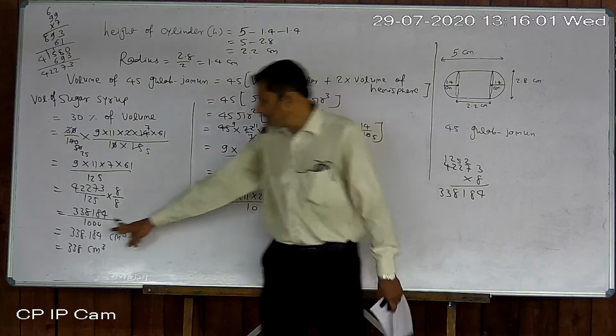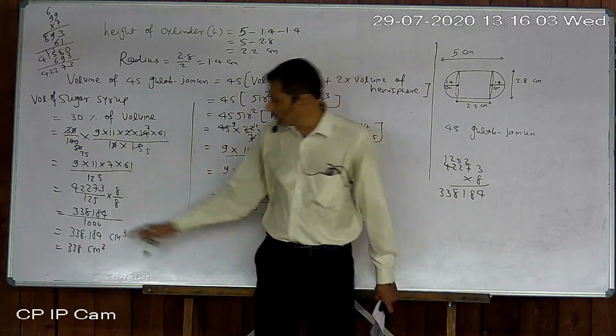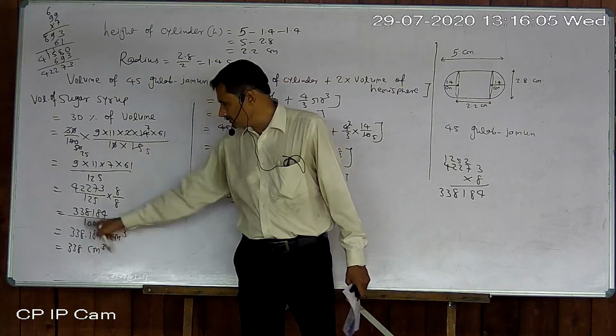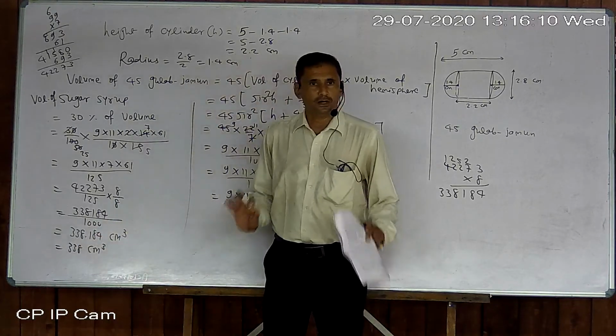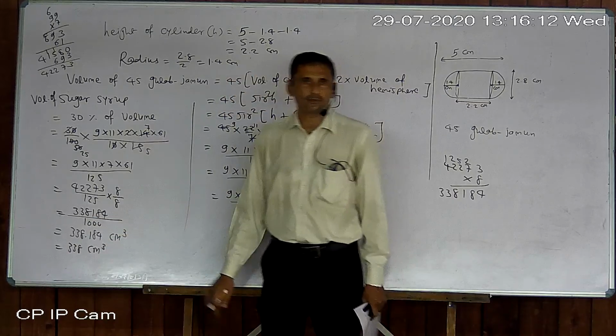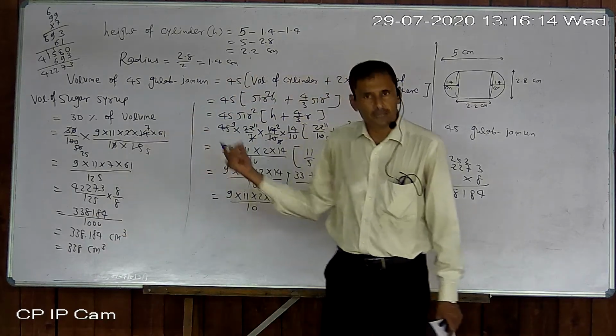So I just write 338, not 339, because it is not so much after that point. If it is more than 500, then we can understand it might be written as 339, but here I rounded that off as 338 only.